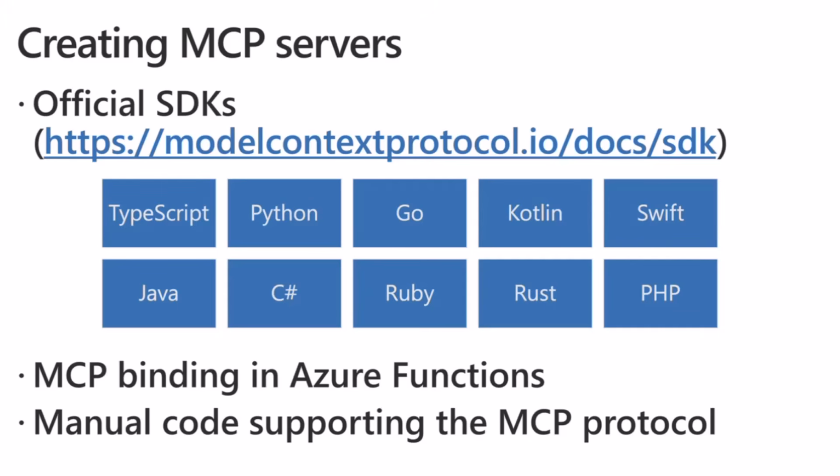For example, in the sample that I'm going to share with you today, I'm going to use C#, but that's just one of the options we have. You can also think about creating an MCP server using a specific MCP binding that we provide for Azure Functions. So if you already have an Azure function and you want to make it available also as an MCP server, instead of rewriting the whole solution from scratch, you can add that specific binding. There are some constraints here and there, but you will be able to make your Azure functions available as MCP tools in a very quick and easy way.